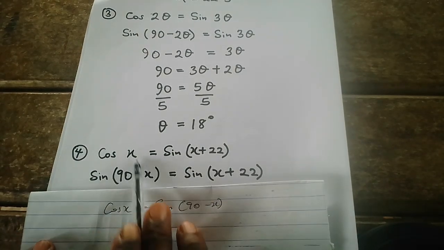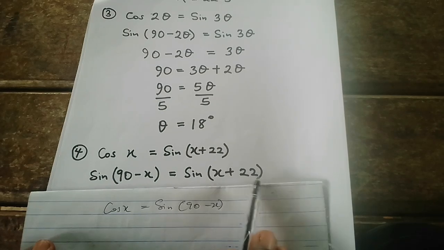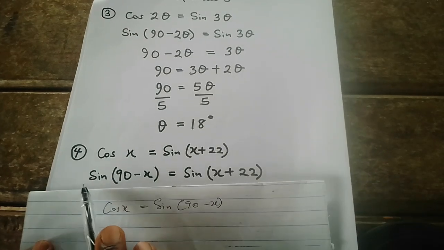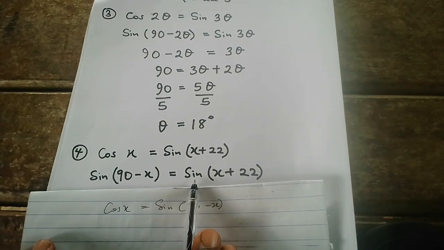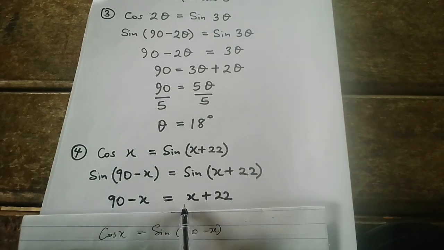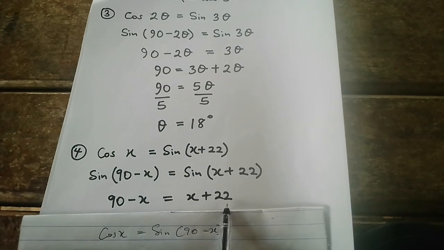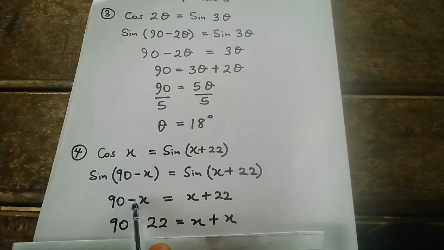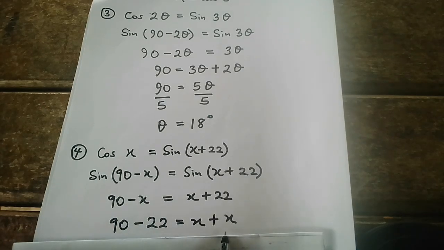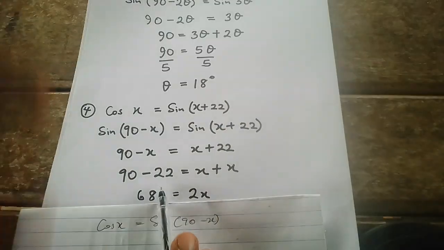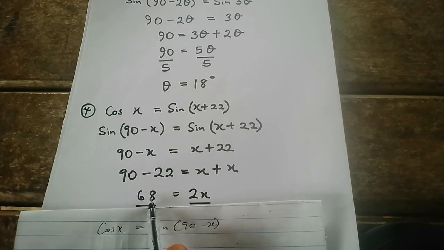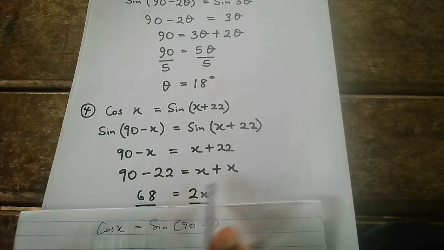So you're having sine 90 minus x equals sine x plus 22. Now you have sine on this side and sine on this side, so the sine can easily cancel out. You are now left with 90 minus x is equal to x plus 22. Now let's collect like terms, the ones having x on one side. This minus x, when it comes here, turns to plus x. This plus 22, when it comes here, turns to minus 22. So you have 90 minus 22, which equals 68, is equal to x plus x.